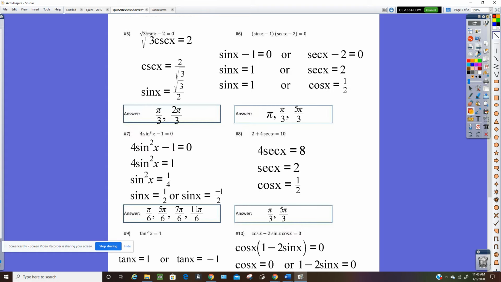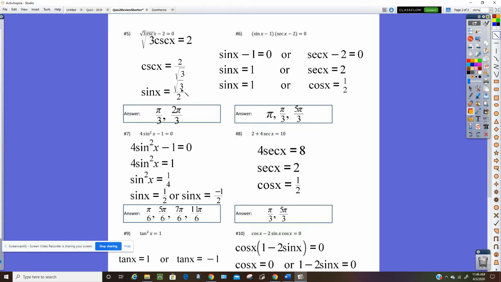On to the next page here. So the next page, you're solving equations. And the first thing you want to do here is add 2 to both sides. So you have square root of 3 cosecant x equal 2, and then divide by the square root of 3 on both sides of the equation. Now I have cosecant x equal 2 over square root of 3. And if the cosecant x is 2 over the square root of 3, that means the sine x must be the reciprocal of that, which is root 3 over 2.